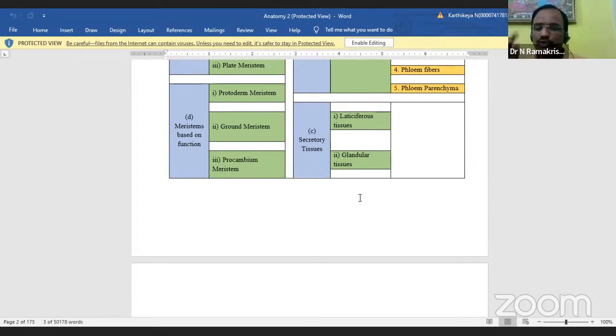The cells or tissues that are concerned with the secretions or excretions from the plant body are called special tissues. Is it okay now? These are located in different parts of the plant body and are widely distributed in various plant genera and species. So the secretion of many plants is considerable.